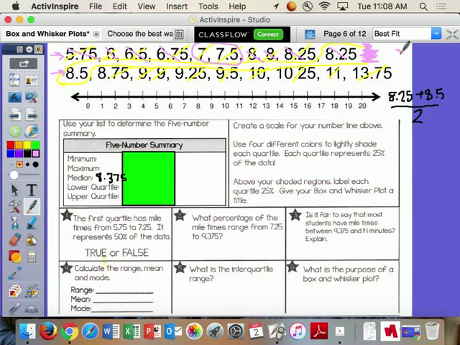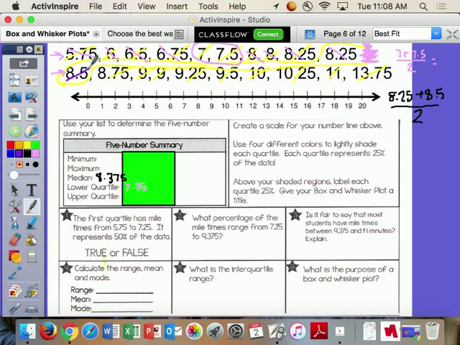So I'm going to take 7 plus 7.5. All I'm doing is finding the median of those two numbers, the middle of those two numbers. And that is going to give us 7 1/4. Okay? Now I need to do the same thing, only for the bigger part of the data.